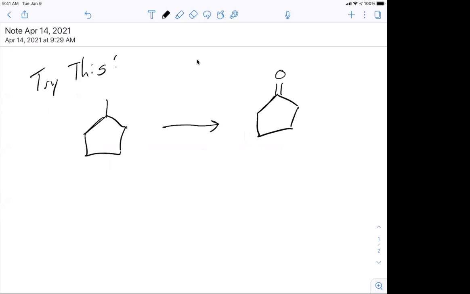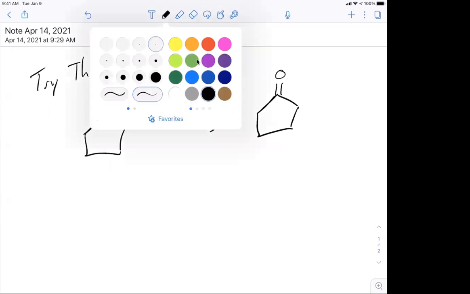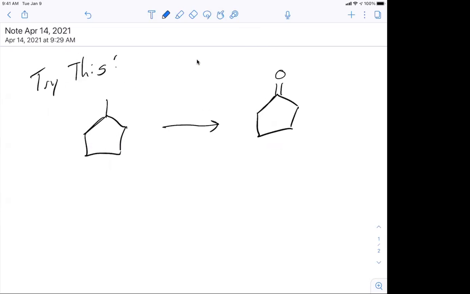Okay, so let's take a look. All right, if we look at our carbon skeleton, remember that's the one that's hard to change. I have 5 carbons over here, but over here I have 6 carbons. So I'm losing a carbon, right?